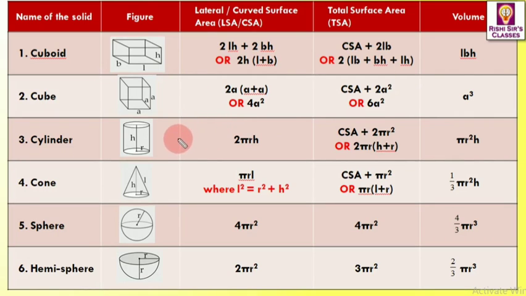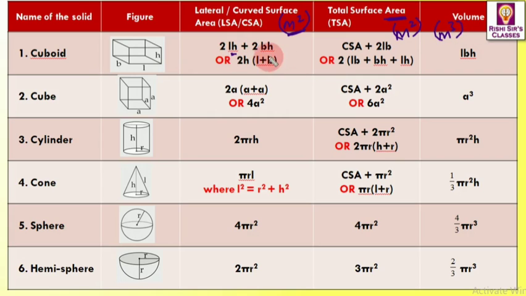Now one more thing. You might be confused about how many dimensions or types of variables there are in LSA, CSA, TSA and volume. So just remember one thing: the area is always in terms of meter square and volume is in meter cube. That means for area we always multiply two variables, and it becomes a square. But for volume we always multiply three variables. You can check in the area.